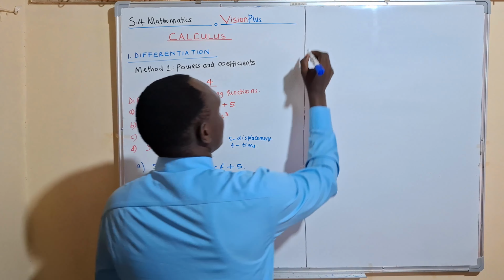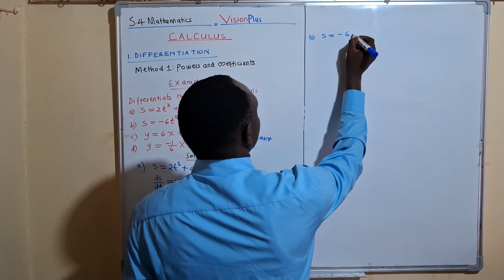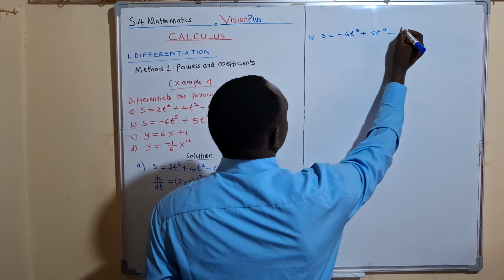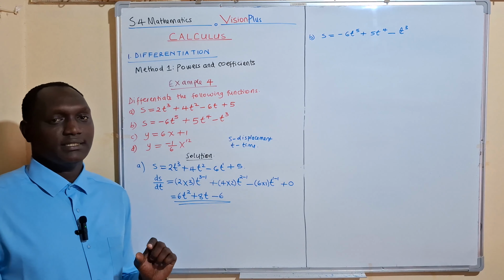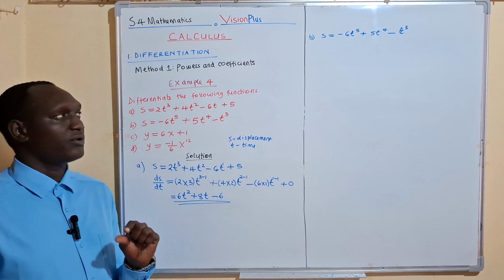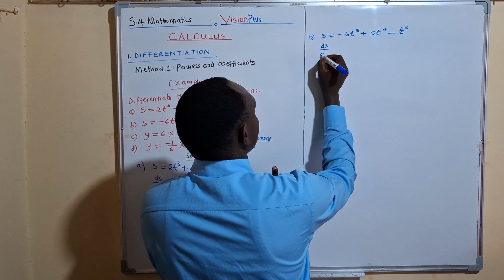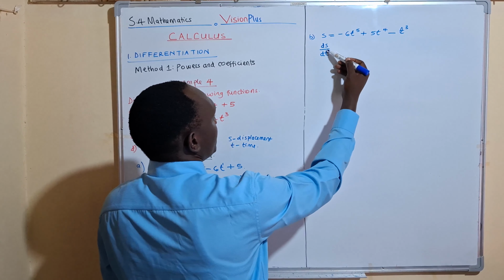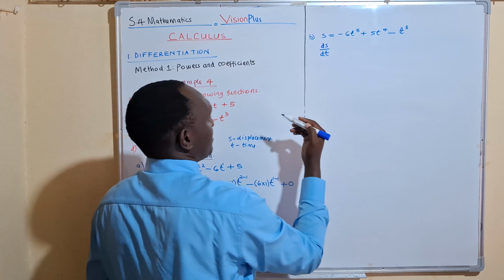Now going to part B. Part B also is a function in S, where S equals negative 6t power 5 plus 5t power 4 minus t cubed. So we need to differentiate the function S with respect to t, where t is the variable of the function S. So we shall say ds dt, and the meaning of this is the rate of change of S with respect to t, which is the rate of change of displacement with respect to time.